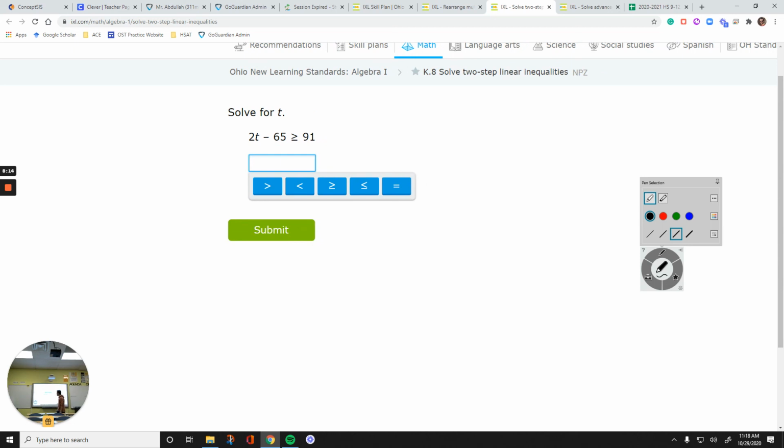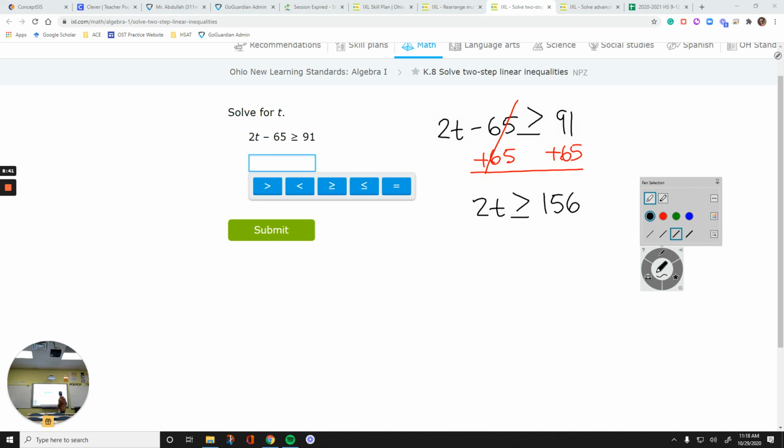Solve for t. Okay, 2t minus 65 equals 91. Oh, it's not equal. It's greater than or equal. These are not any harder than the other ones. It's just 2 steps. So, first thing, get rid of that minus 65 by doing its inverse. The only thing is that we are dealing with bigger numbers. That's it. So add these together, 156, and then it's 2 times t, which means you need to divide each side by 2. So t is going to be greater than or equal to 78.